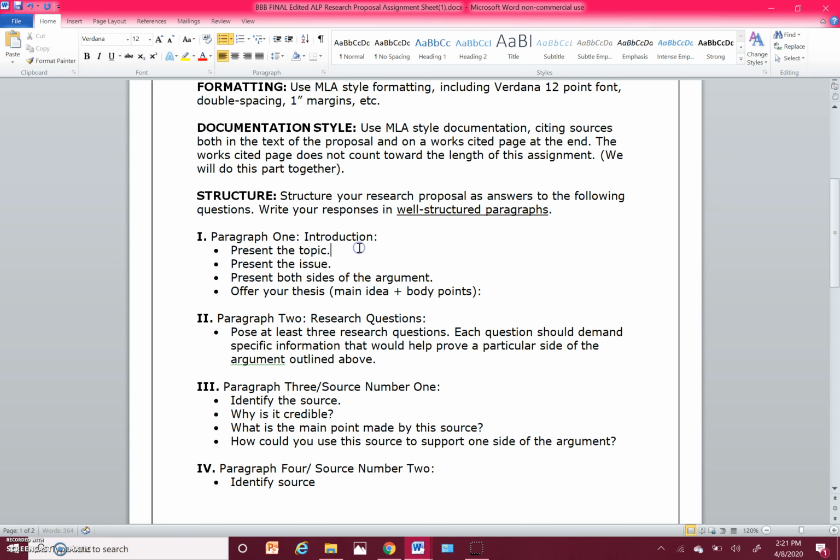Let's say we're writing about plastic straw pollution. I would identify that in the first sentence. Plastic straw pollution is an issue that affects most of the world's oceans, or that affects all of the world's oceans. This is an issue because plastic pollution kills wildlife, kills ocean life. Present both sides of your argument. Some people say that this is a big problem and should be addressed through extreme solutions such as banning all plastic. Other people say that it's not that big a deal and nothing needs to be done.